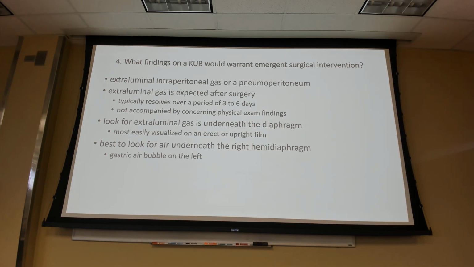So let's say you had that same X-ray. What findings would you be concerned about if you get your KUB, that they would need to immediately go to surgery or it's an emergent condition? Yeah, some sort of pneumoperitoneum. You've got extraluminal gas, which is expected after surgery but typically resolves. But you want to check under the hemidiaphragms on there.